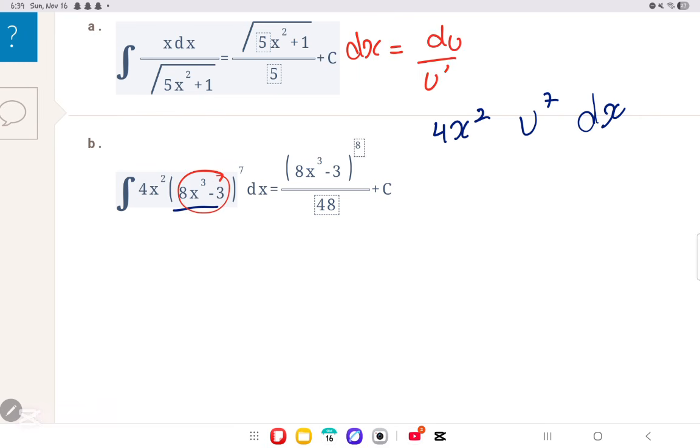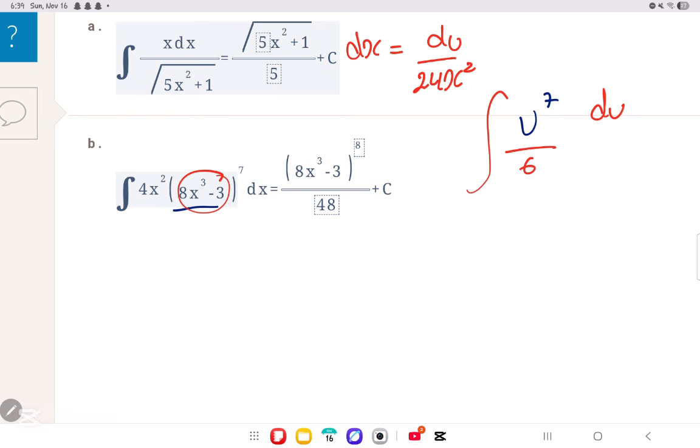So take the derivative of this. That's going to be 24x squared. So it's going to be du over 24x squared. x squared and x squared cancel. 4 and 24 cancel. So it's going to be what? It's going to be 6 in the bottom, right? So now it's u^7 over 6 du.